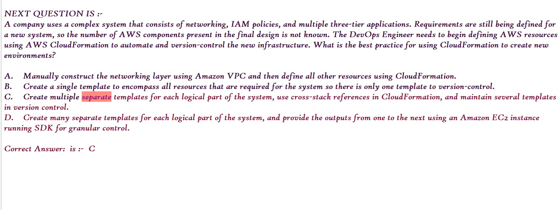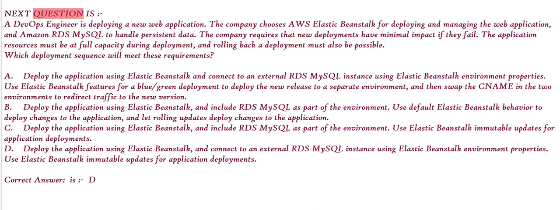C. Create multiple separate templates for each logical part of the system, use cross-stack references in CloudFormation, and maintain several templates in version control. D. Create many separate templates for each logical part of the system, and provide the outputs from one to the next using an Amazon EC2 instance running SDK for granular control. Correct answer is C.